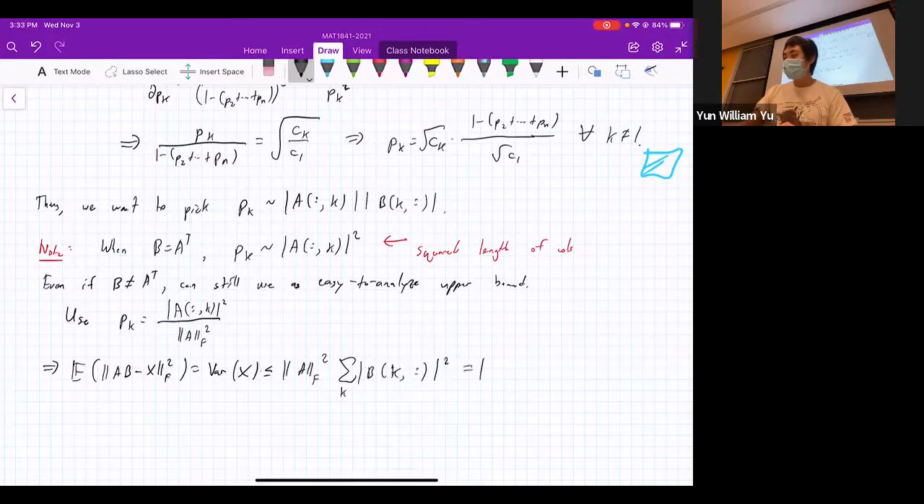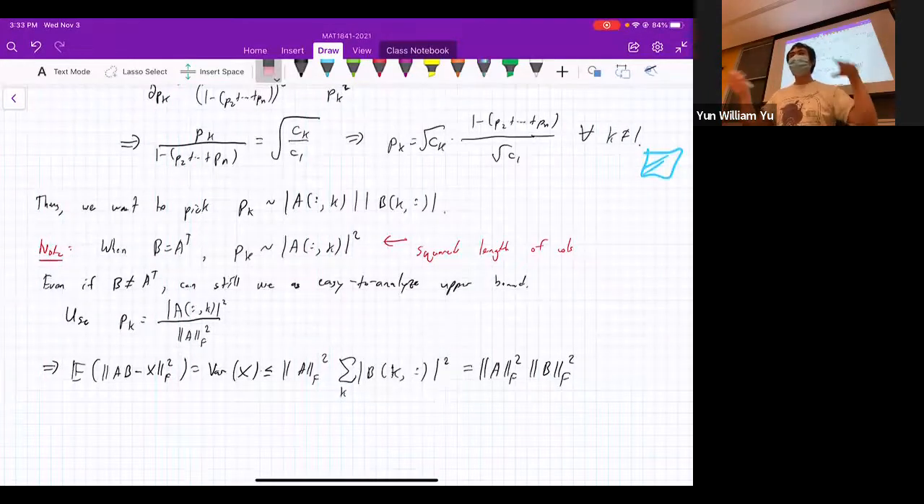And this is just the Frobenius norm of A squared times the Frobenius norm of B squared. Okay, so this gives you an upper bound on the variance. Clearly, we might be doing better when we choose the optimal value. But certainly, even if we choose this non-optimal value, we have an upper bound that's just the squared Frobenius norms of both matrices squared.